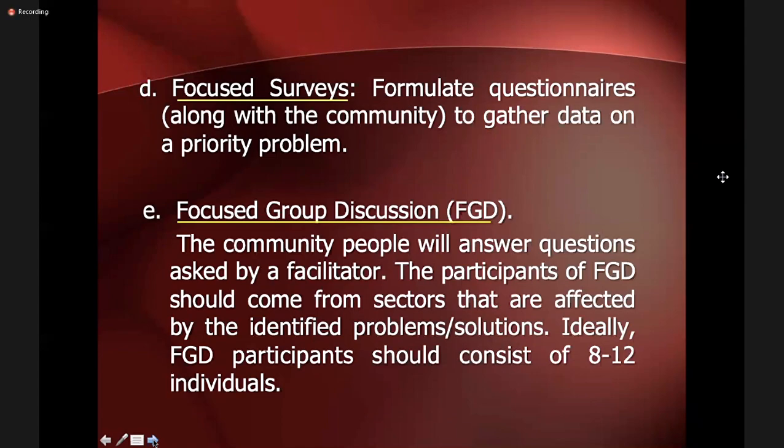So, in the FGD, the community people will answer questions asked by a facilitator, because it is a group discussion. For example, you would like to have a focus group discussion among barangay health workers. You want to have FGD separately among the barangay council or the group of patients that are affected by the problem that you have identified. In the FGD, it's ideal that you have only 8 to 12 individuals.